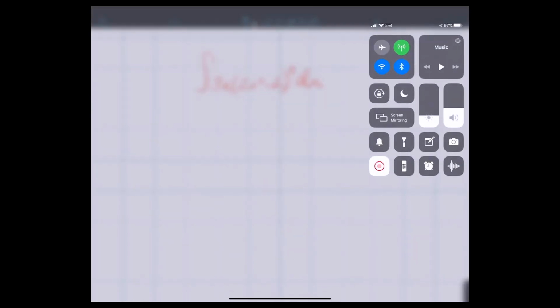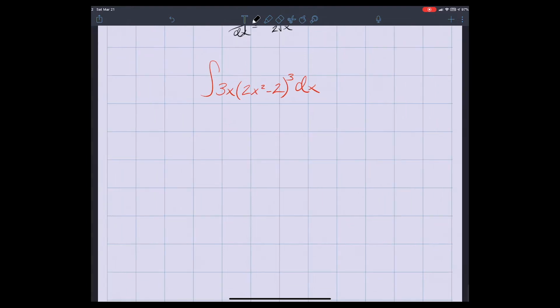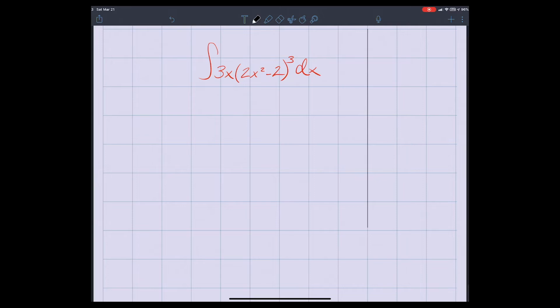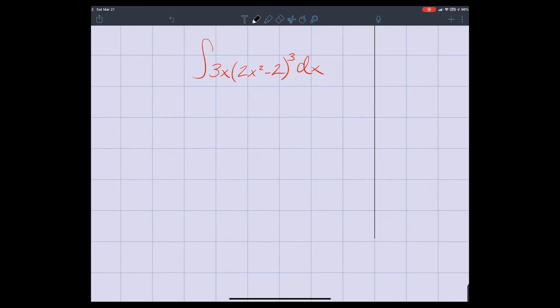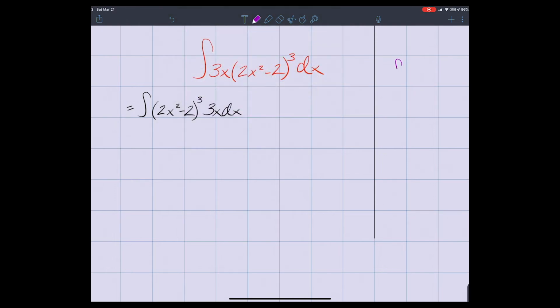So I would recommend that you guys write the problem in red so you know where you came from. Like I said, I like to kind of draw a running column down the right-hand side. And so now I'm going to just kind of use the rules. All I'm going to do is rewrite this first, because I want to put the most complicated function in the front. And the reason for that is because we do the integral of u du.